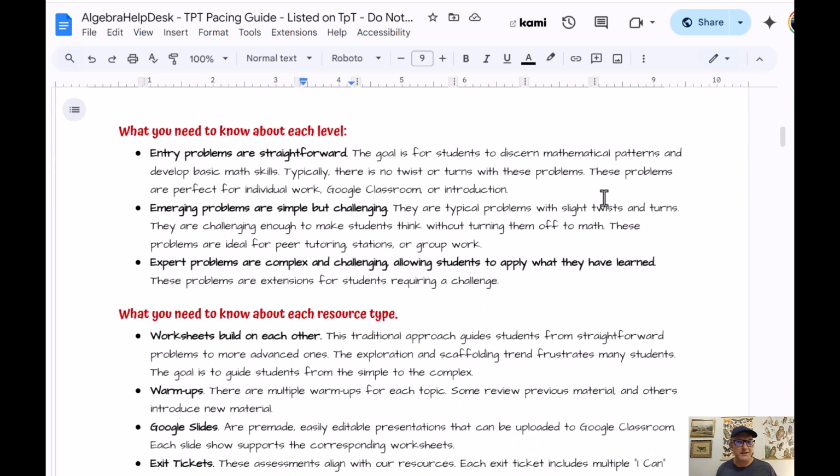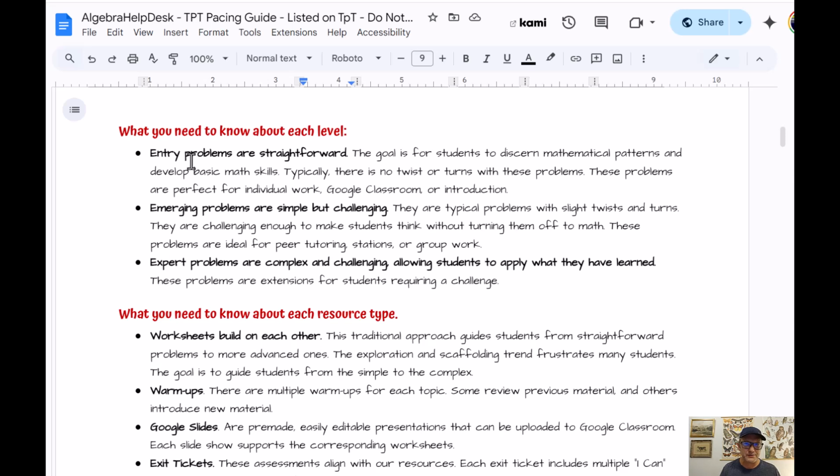Some things that you need to know about the resources I create, especially the worksheets. I'm a huge fan of differentiation. I believe every student's different. I believe every classroom's different, and I believe every teacher's different. And we all have different needs. With that said, our worksheets, especially like the individual group worksheets, they have 3 levels.